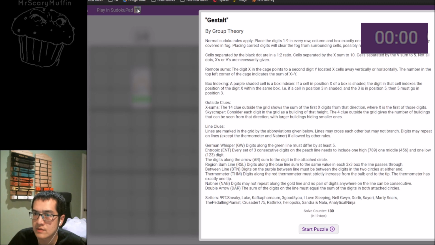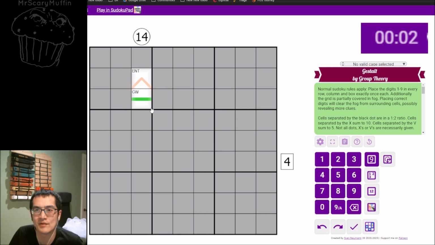And then there's lines. What do we have? We have German whispers, entropy, arrows, region sums, between lines, thermos, napkin lines, double arrows. Okay, well, so they do label them. We don't have to guess what they are. That's nice.